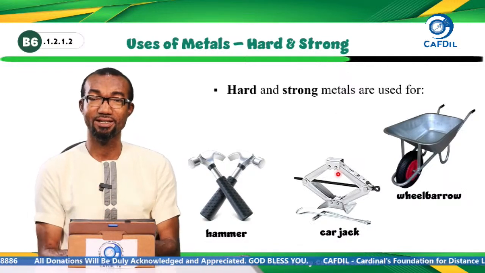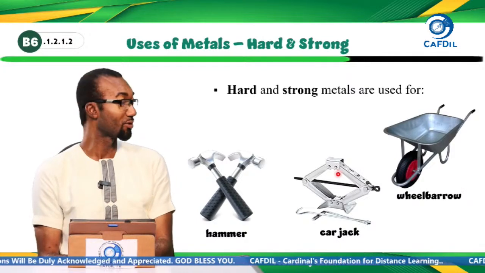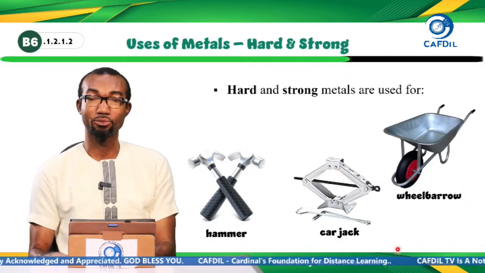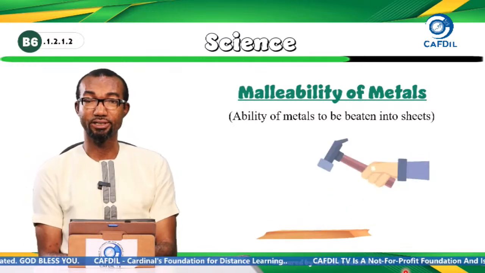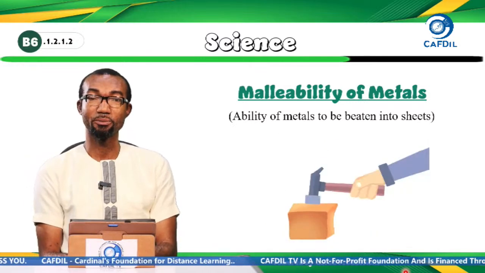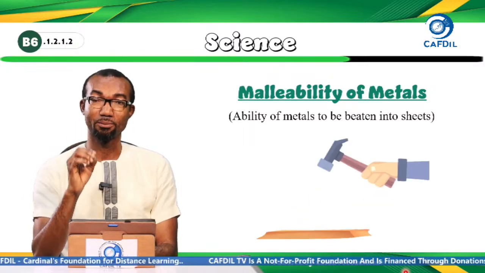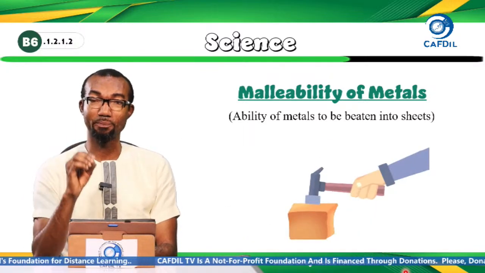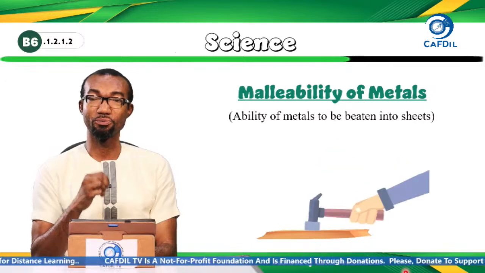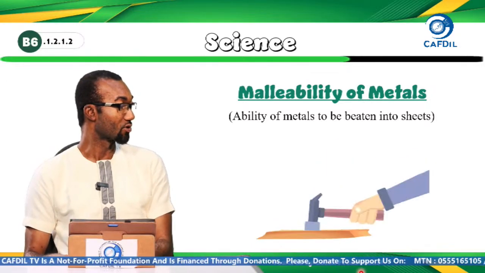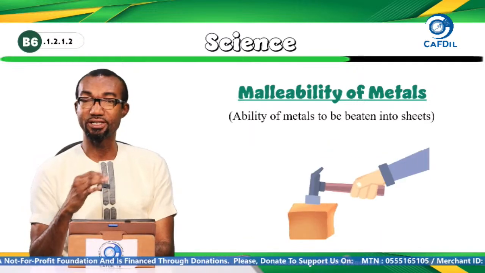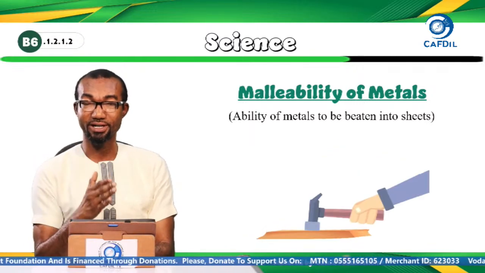So because metals are hard and strong, these are some of the uses that we can put them into. Now let's get to malleability. If you remember the properties, we said that malleability means the ability of metals to be beaten into sheets, as you see on your screen. So the ability of metals to be beaten into sheets is called malleability.